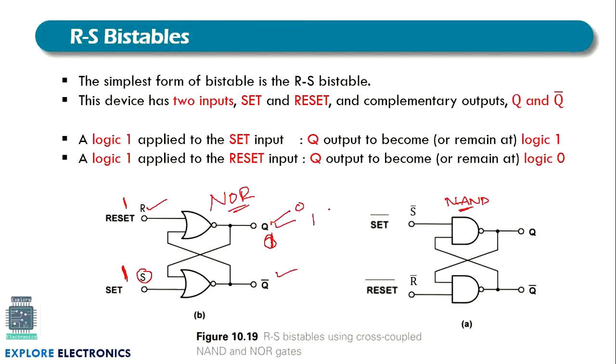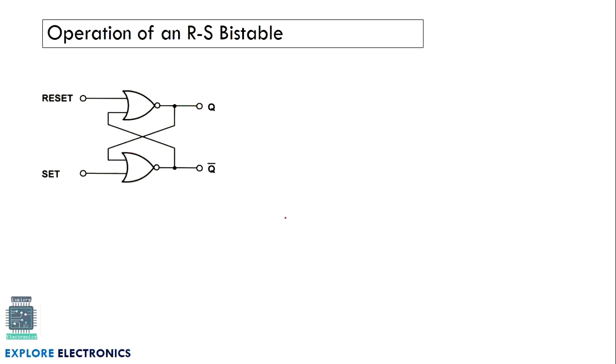When S is 1, output is 1. When R is 1, output will be 0. Output in the sense I am referring to is Q. Obviously Q bar will be complementary to this Q. Now let us understand the operation of RS bistable one by one.